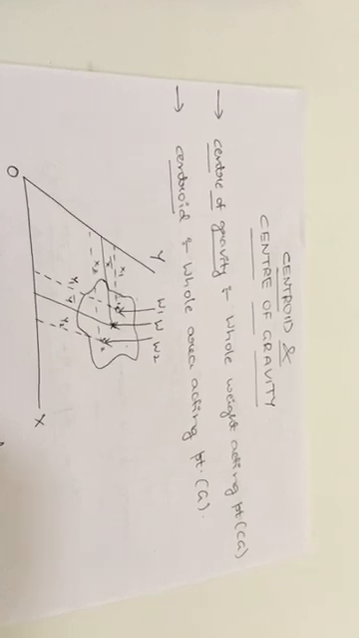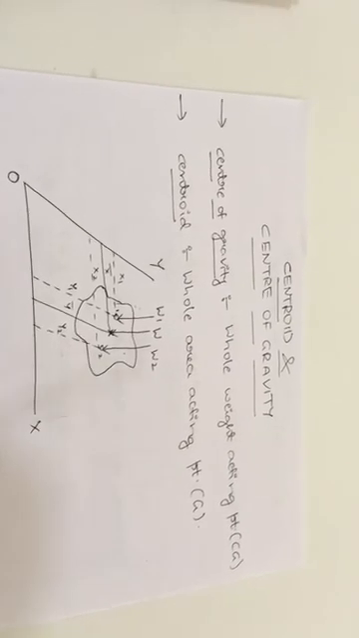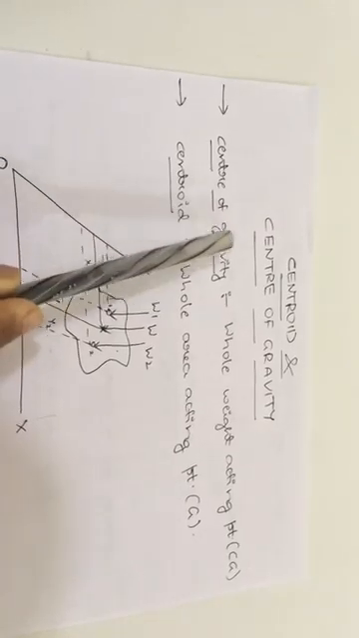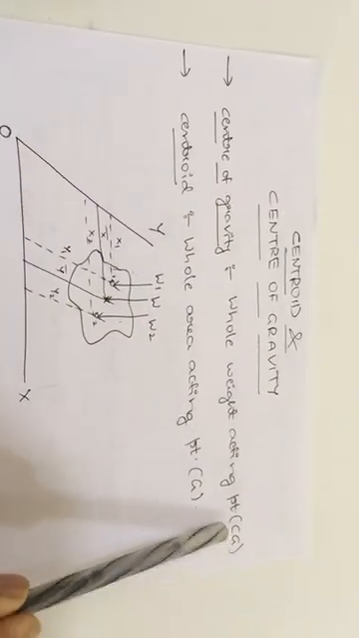So that point through which the whole weight acts, or where the weight is assumed to be concentrated, is nothing but the center of gravity. In one word, we can say that the whole weight acting point is nothing but the center of gravity, and it is denoted by Cg.